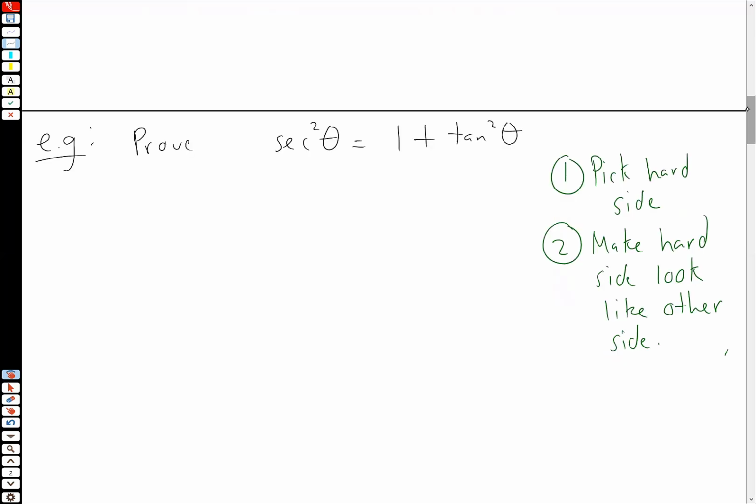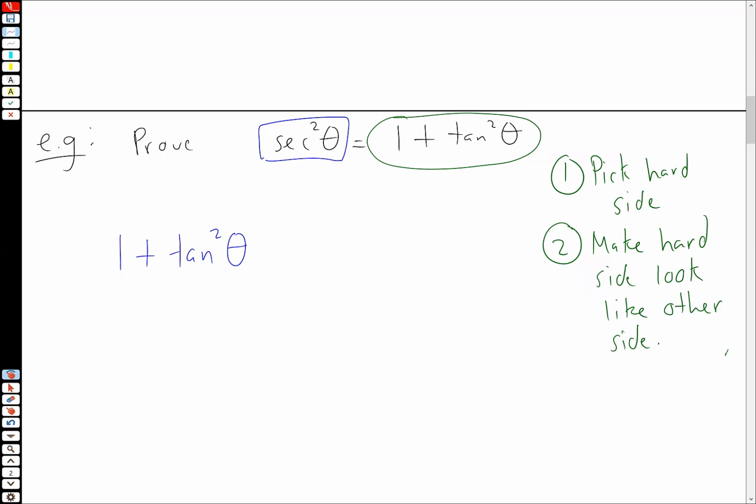Okay. So in this case, we're going to start with this side, 1 plus tangent squared theta. The only reason why I'm picking that is it has more terms, so I'm thinking of that as the harder side. So when you're proving a trig identity, pick the hard side, and we're going to stick with that. Okay, so we're going to stick with 1 plus tangent squared theta, and we want to make it look like secant squared theta. So once we have secant squared theta, we're done.